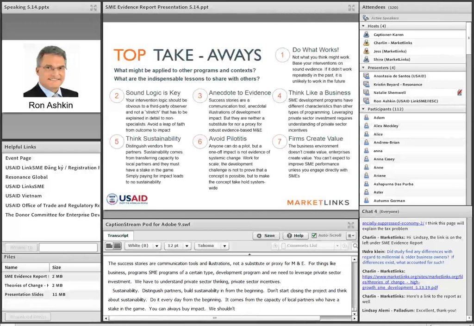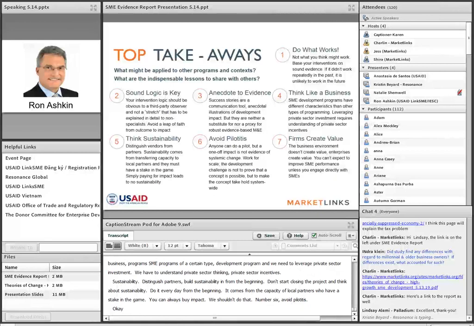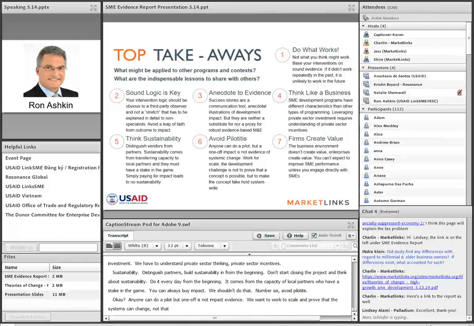We shouldn't do that. So number six, avoid pilotitis. Anyone can do a pilot, but one-off impact is not evident. We want to work for scale. The challenge is to prove that the system can change, not that we can do a pilot.